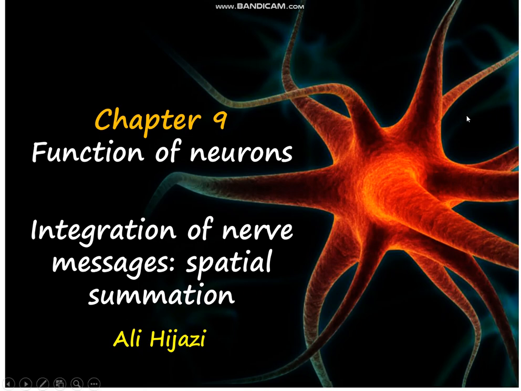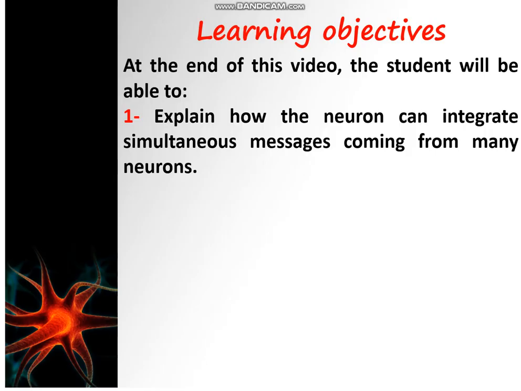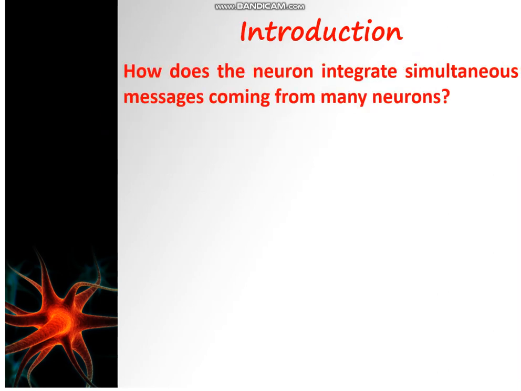This video is about integration of nerve messages by spatial summation, and at the end of it, the student will be able to explain how the neuron can integrate simultaneous messages coming from many neurons. So, how does the neuron integrate simultaneous messages coming from many neurons?